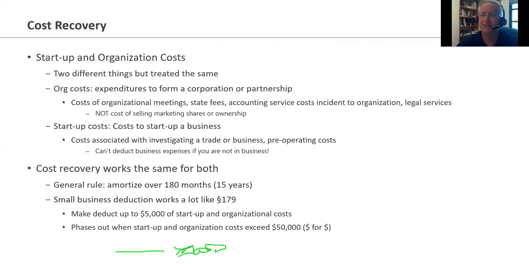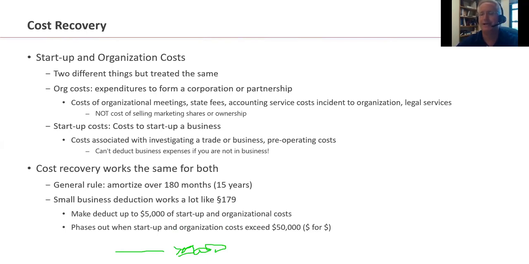Cost recovery works the same for both org costs and startup costs, though you bucket them separately. The general rule is you amortize them over 15 years. However, there's a small business deduction. This small business deduction works a little bit like Section 179 worked.